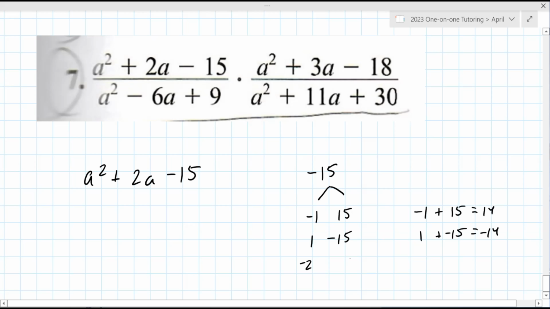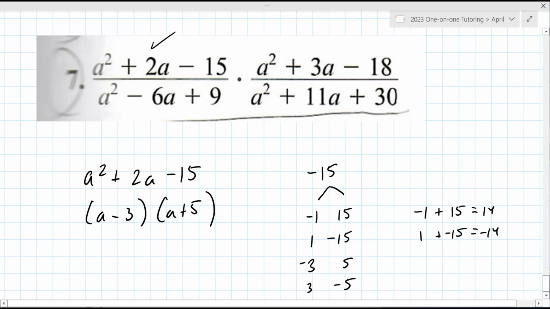But one is positive, one is negative. Do any of these work? Do any of these add to positive 2? Yeah, negative 3 and 5. So we get a minus 3, a plus 5. Okay, so hooray, we've done the first one, right?